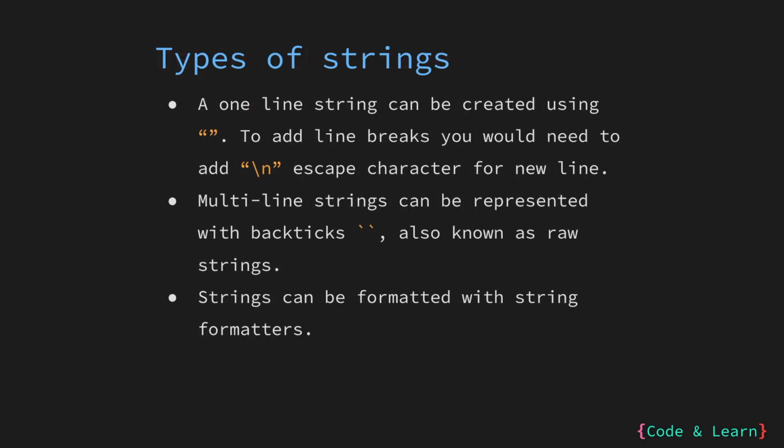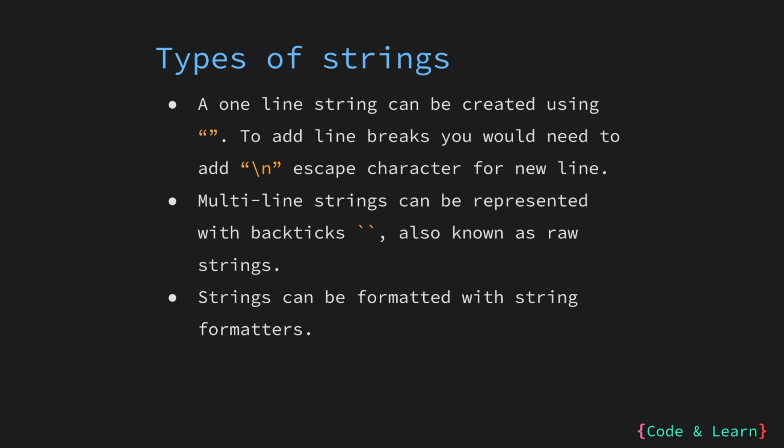As we discussed earlier, you can create a string with double quotes or backticks only. Some other languages allow creation of strings using single quotes, but Go has single quotes reserved for runes. You are only allowed to create a single line string with double quotes. You would have to use escape sequences like \n for new line or \t for tab, etc. For multi-line strings, you can use backticks.